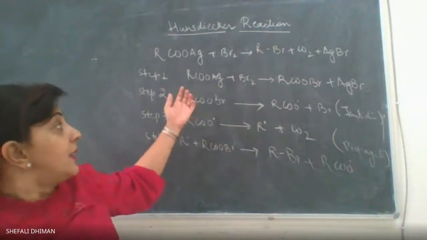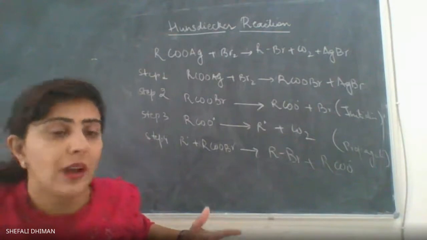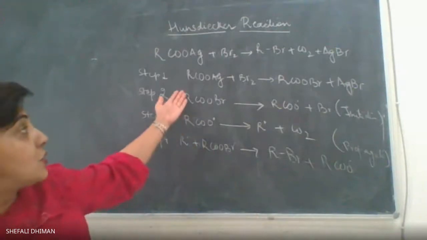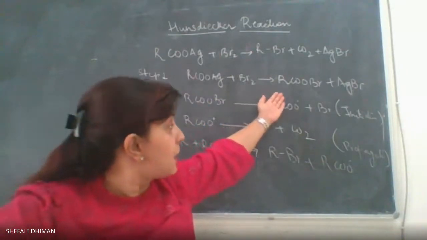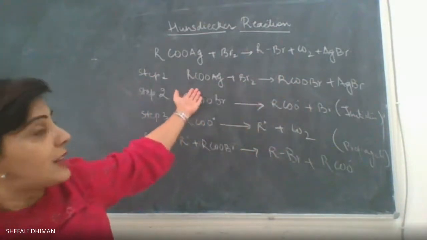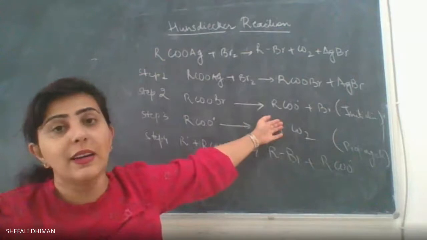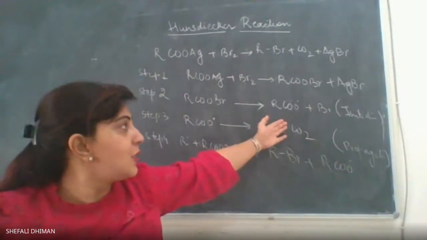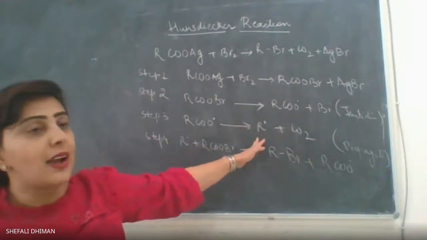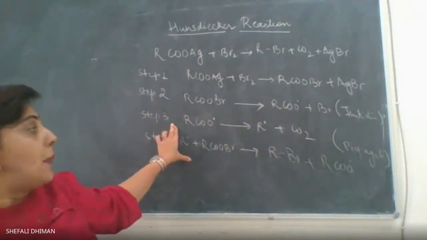Now, when you see the mechanism of the reaction, as it is a free radical one, it would involve three steps: initiation, propagation, and termination. When you see the initiation step, first of all you get this compound RCOOBr. Now this is not the initiation step. The initiation step is actually step number 2, where you get the free radical of the carboxylic acid, the RCOO radical, plus the bromine radical. This radical gives the alkyl radical and carbon dioxide is evolved. So these two steps, step number 3 and 4, are propagation steps.